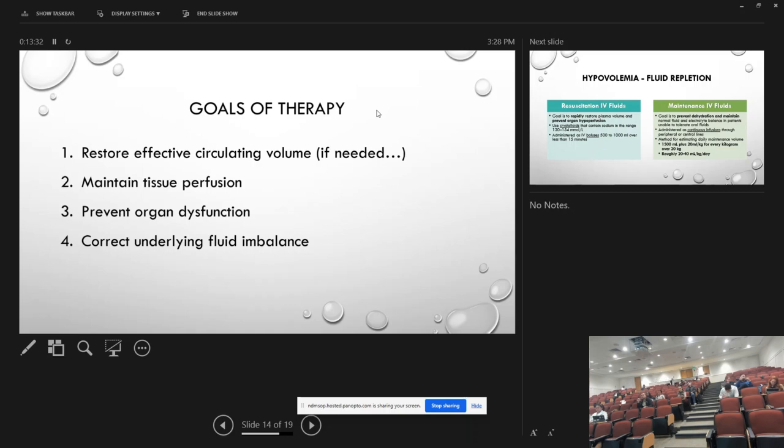I heard brain, I heard heart. What's another organ? Kidney. Kidney is going to be affected, and your brain is going to be affected. Those two are going to be affected the most. Certainly in the elderly, they're more predisposed to mental status changes if you have decreased blood flow to the brain. But your kidney is not as important as your heart or your brain.